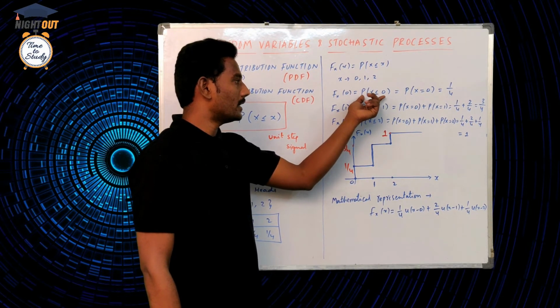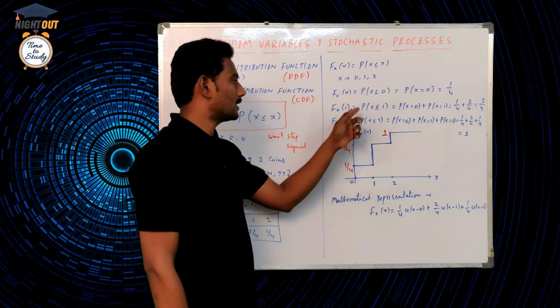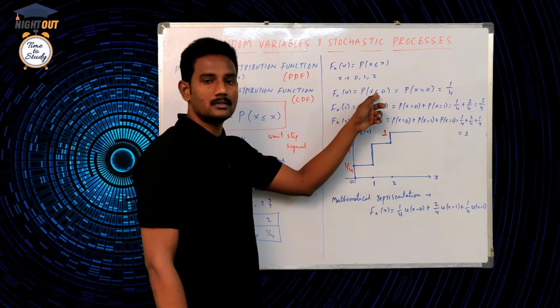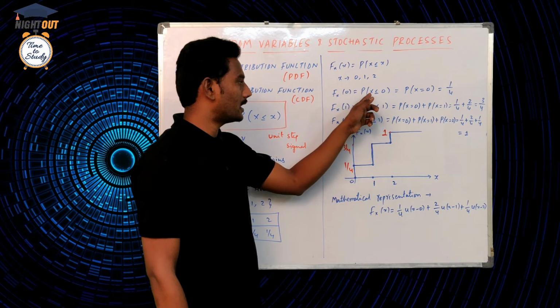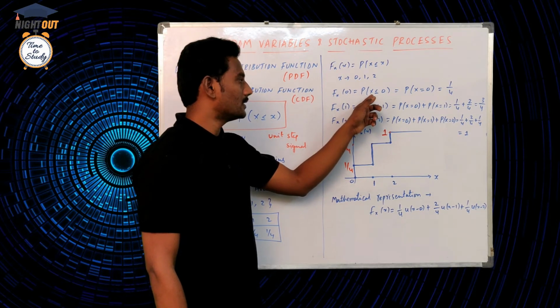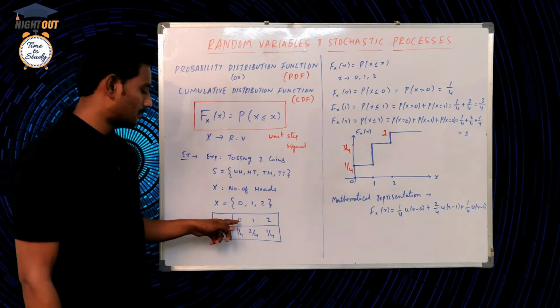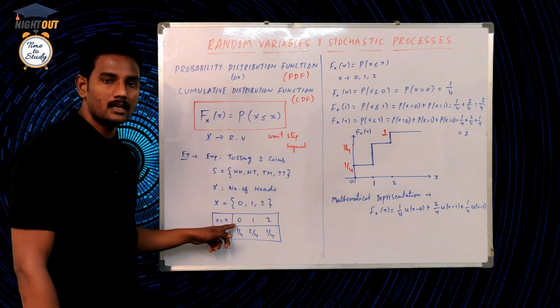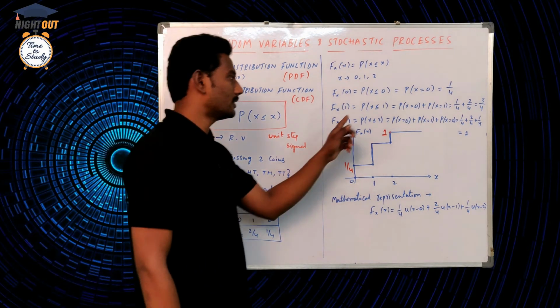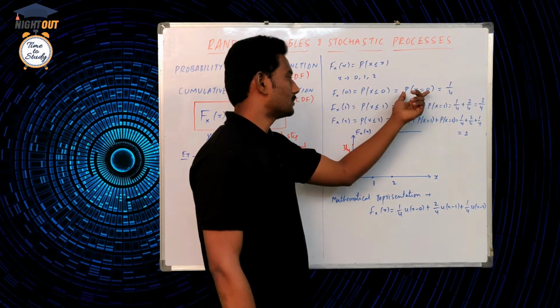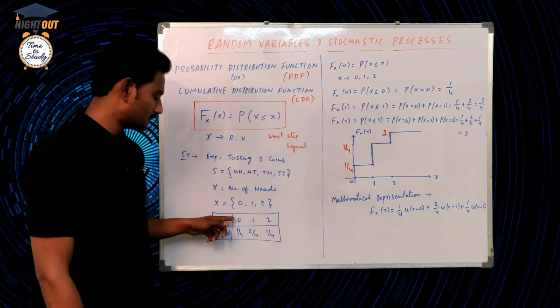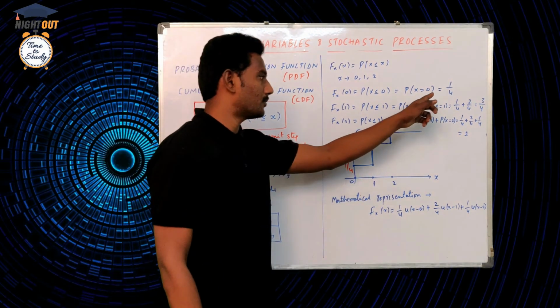So now we have to write the events which are less than or equal to 0. The values of the random variable capital X for which capital X is less than or equal to 0: that means we are having only one value, that is x is equal to 0. So probability of x is equal to 0 is, already we know, 1 by 4.